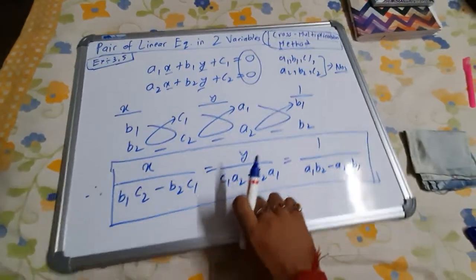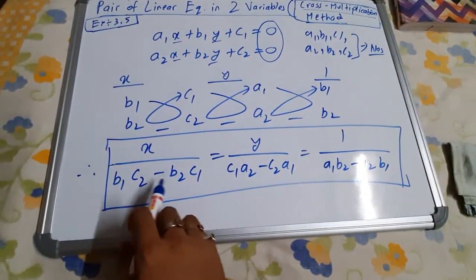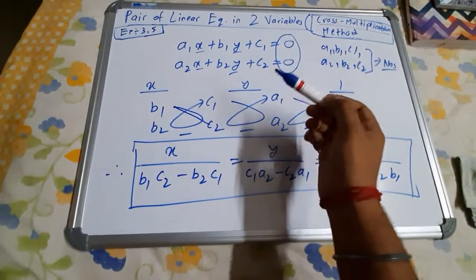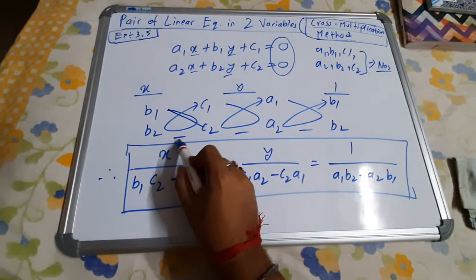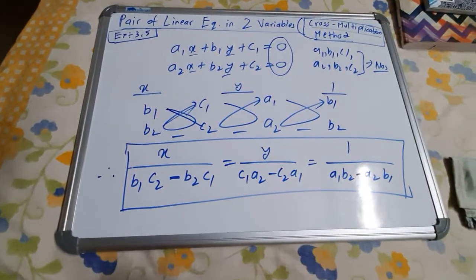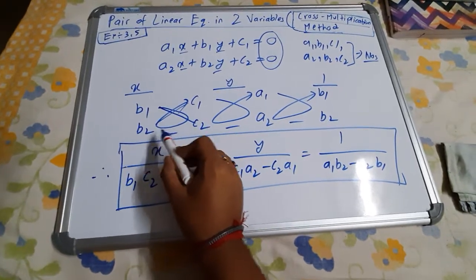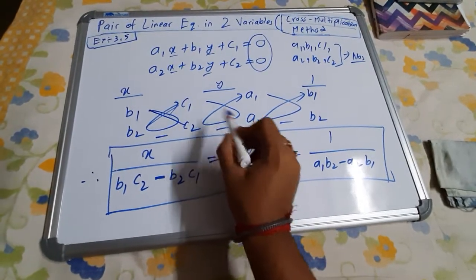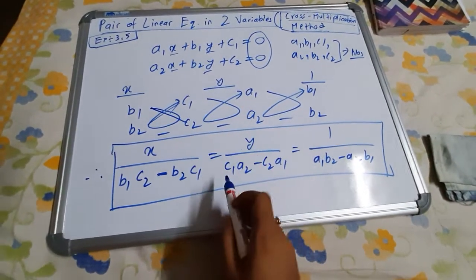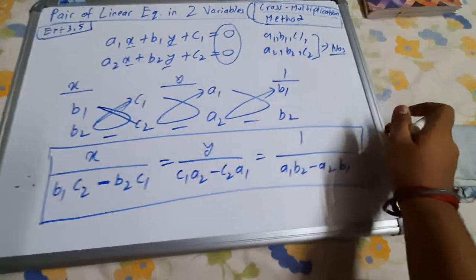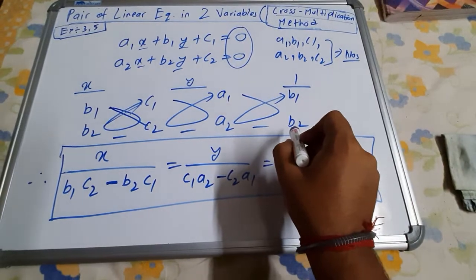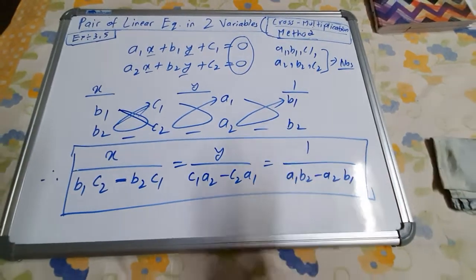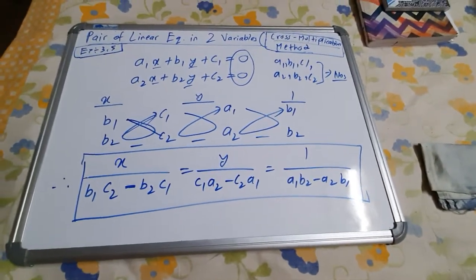Now the actual cross multiplication is done like that. We need to write x over, and now we cross multiply. This one is multiplied with this one, then a minus sign is given, and then this one is multiplied with this one. So b1 c2 minus b2 c1. For y, under y I have written c1 a2 minus c2 a1. Now this one: a1 b2, again a minus sign, a2 b1. Understood how this whole thing has been formed?